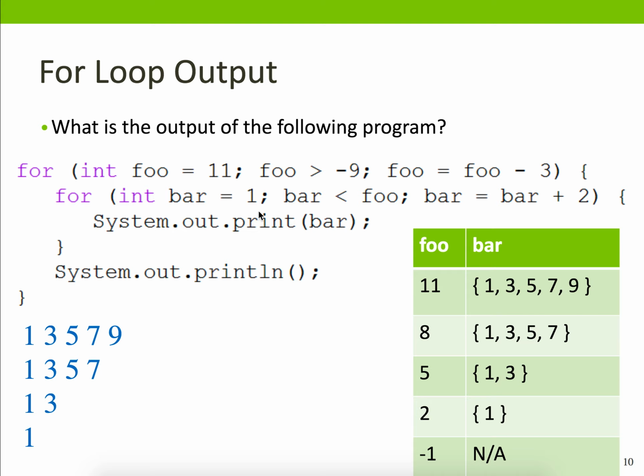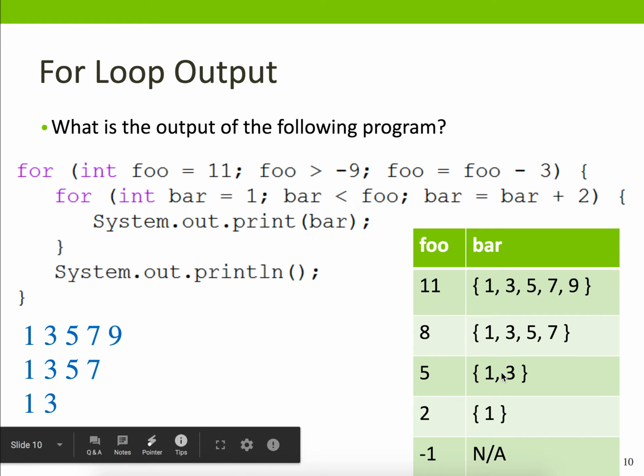So when I go into my next loop, where foo is 8, that means I'm going to go from 1 to less than 8, stepping by 2. So 1, 3, 5, 7, I have to go less than 8. The next loop, 1, 3, I'd go up to 5, but 5 is not less than 5, so I stop. Now here I'm going to start at 1, and I would go to 3, right? But 3 is not less than 2, so then I only print 1.